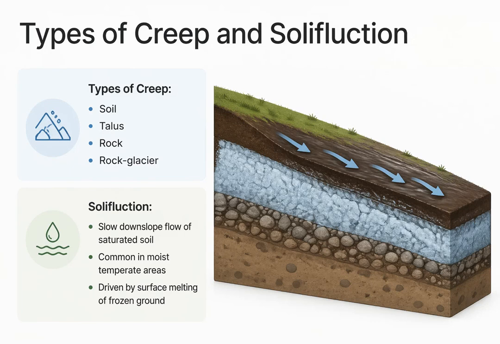Depending on the material involved, we can identify several specific types of creep, such as soil creep, talus creep, and rock glacier creep. Another important slow movement is soliflection. This involves the slow, downslope flowing of soil mass or fine-grained rock debris that is heavily saturated and lubricated with water. Soliflection is especially common in moist, temperate areas where the surface of deeply frozen ground melts or where long-continued rains saturate the upper soil layers.